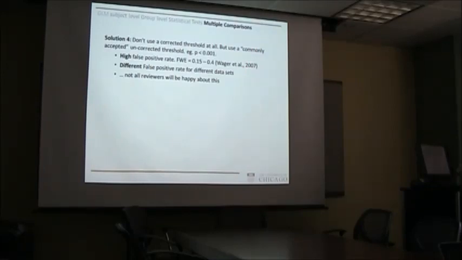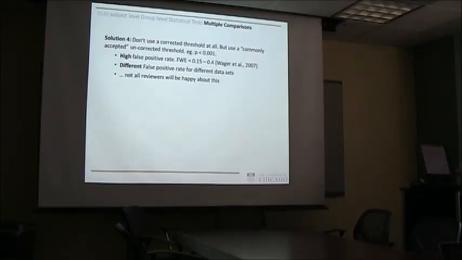A fourth method would basically be to say, I'm not going to bother about any of these correction things. And you'd be surprised, because this is actually a really common thing to do, right? Because all these correction methods are difficult, complicated, etc. So I'm just going to use an uncorrected threshold of, say, 0.01, right? So you're sort of disregarding this whole process.